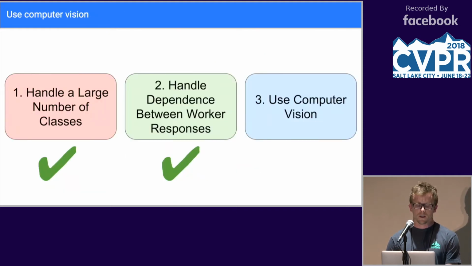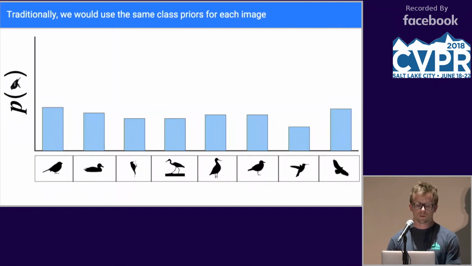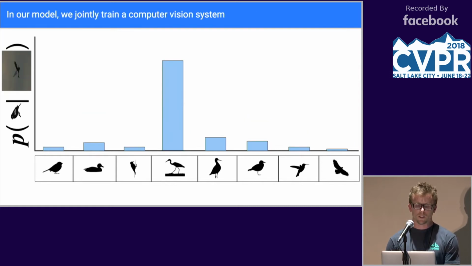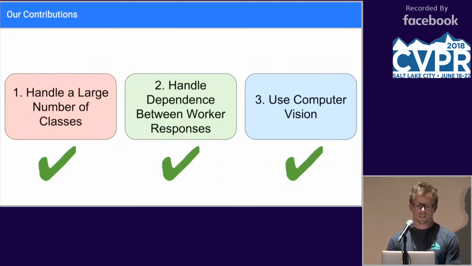And finally, our system is essentially a big hierarchical Bayesian model, which incorporates class priors. Usually these class priors are fixed regardless of the particular image being annotated. But we jointly train a computer vision system, affording us multiple benefits. First, the computer vision output is used as the per image class priors. And secondly, if the computer vision system is confident in its predictions, then we may not require any additional human responses. And so our work comprises these contributions.